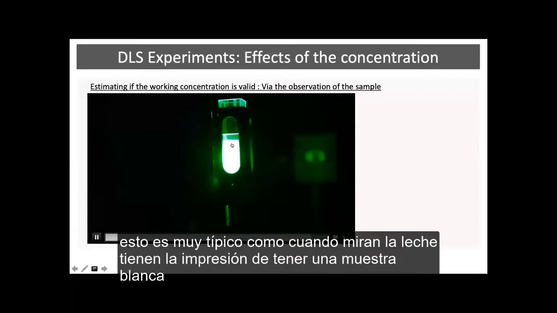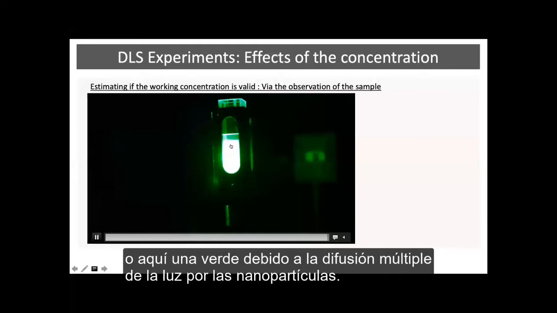This is very typical, like when you look at some milk, you have the impression of having a white sample, or a green sample when the laser is green, due to the multiple diffusion of the light by the nanoparticles.